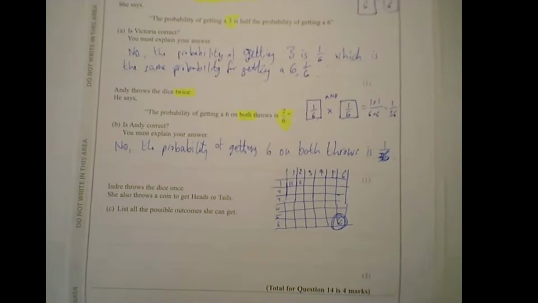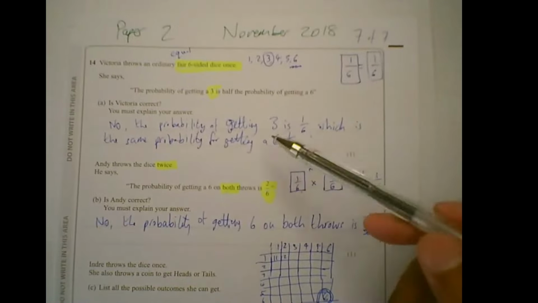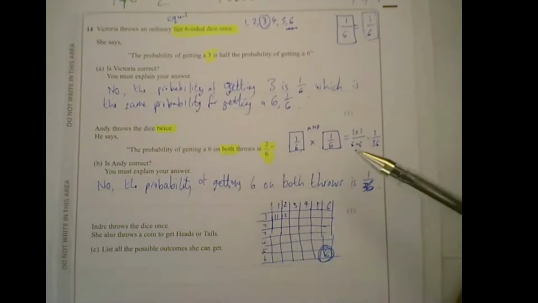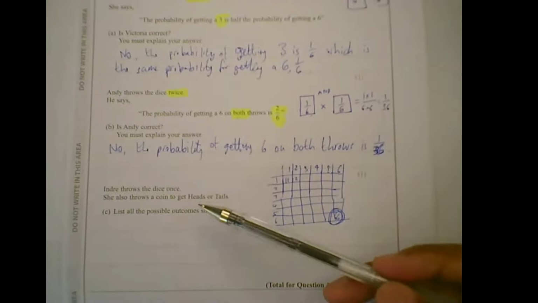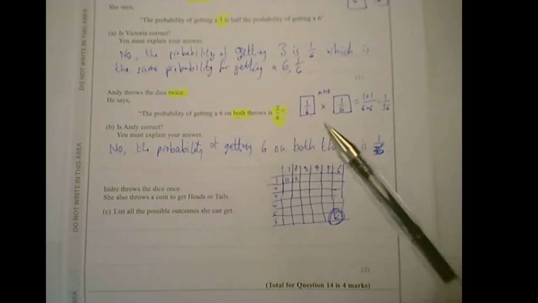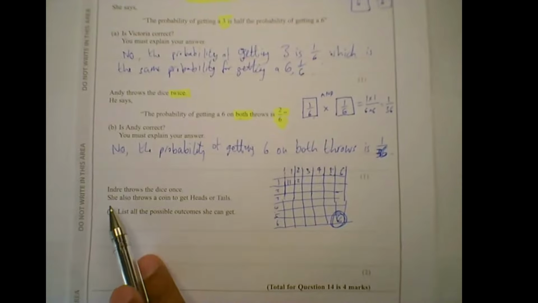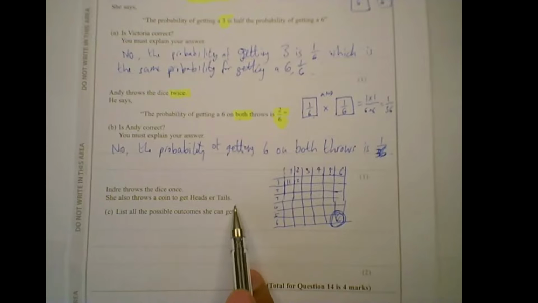Right, let's go into the last part. So these two parts were not in any way linked or similar to the other questions we've done, but part C is. And so in an exam, sometimes you have to read all of the questions and make sure you are getting an idea of how to do it and not skipping things. Now, if we go to the last one, Indre throws the dice once. She also throws a coin to get heads or tails. List all the possible outcomes you can get.